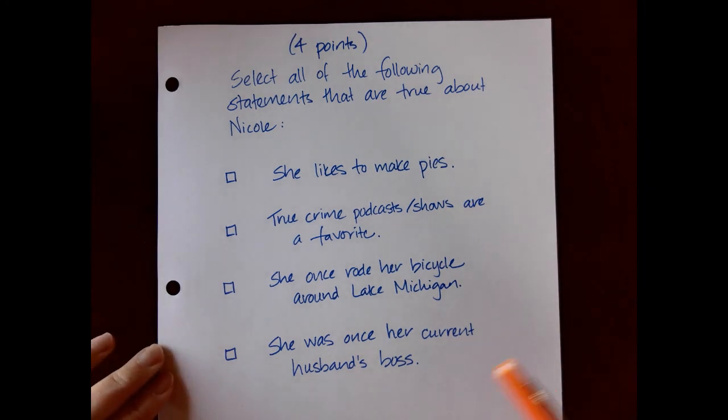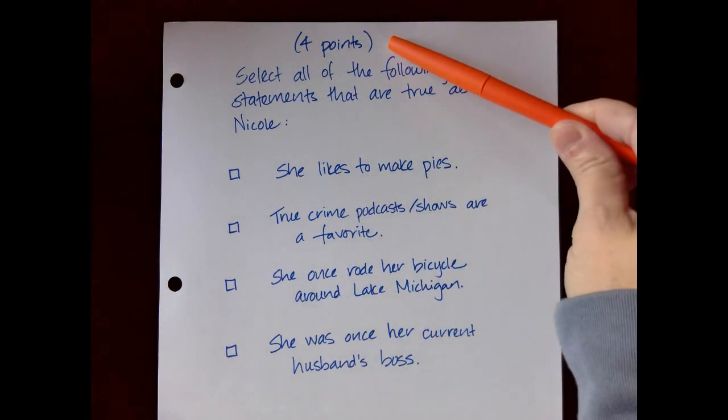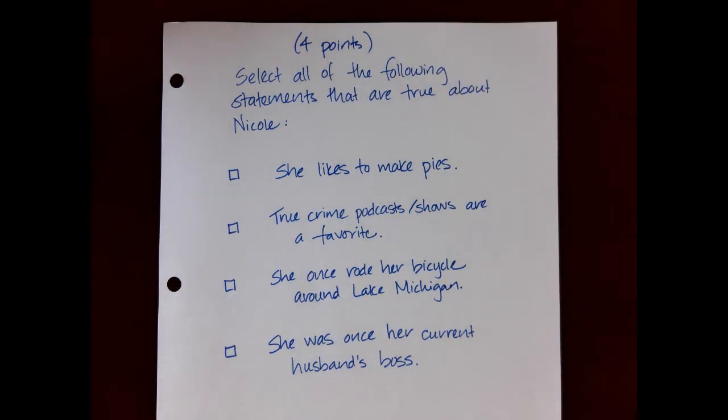So let's pretend that this is a quiz question in Canvas and it's worth 4 points. Those are indicated in your quizzes. Your job is to select all of the following statements that are true about Nicole. I left you 4 statements, and you've got to select one of each of them. What you don't know behind the scenes is how many of these are true, so you don't know how many to select.